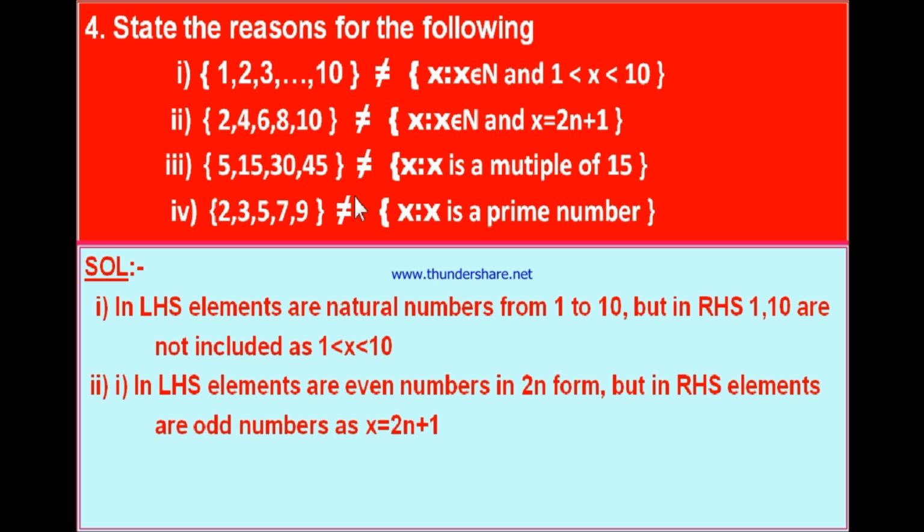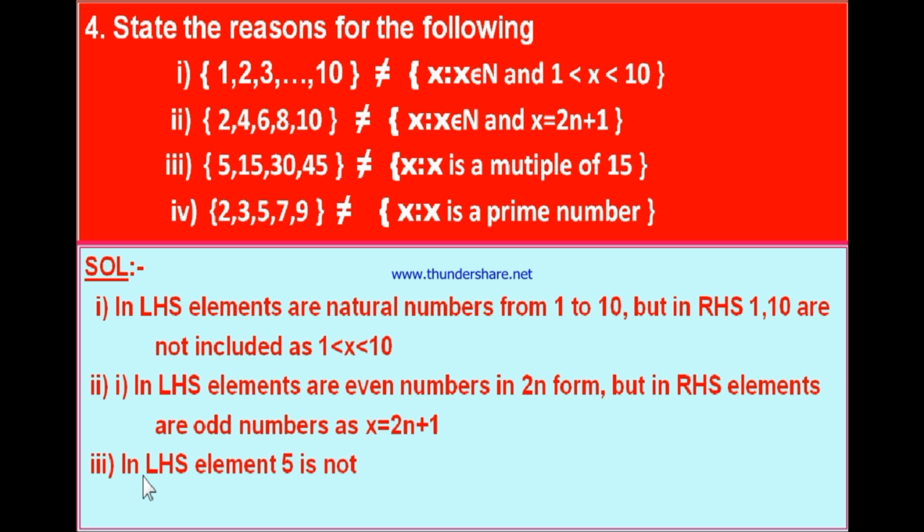Now look at the third bit. Set 5, 15, 30 and 45 is not equal to x such that x is a multiple of 15. Here, if you observe, what are the multiples of 15? 15's multiples are 15 into 1 is 15, 15 into 2 is 30, 15 into 3 is 45, 15 into 4 is 60 and so on. But 15, 30 and 45 are multiples of 15, whereas 5 is not a multiple of 15, 5 is a divisor of 15. Therefore, they are not equal.